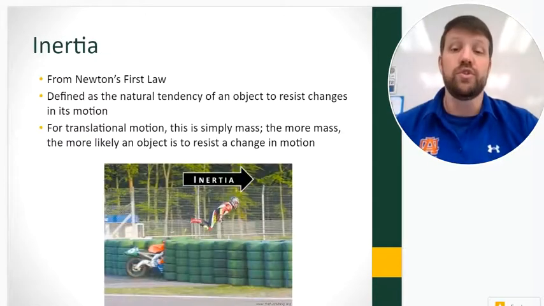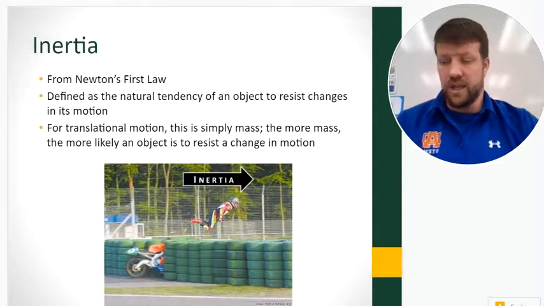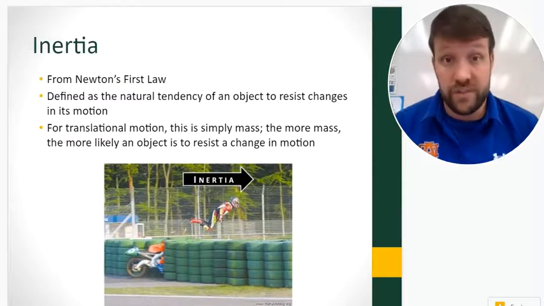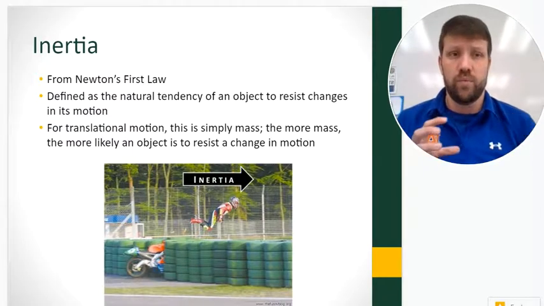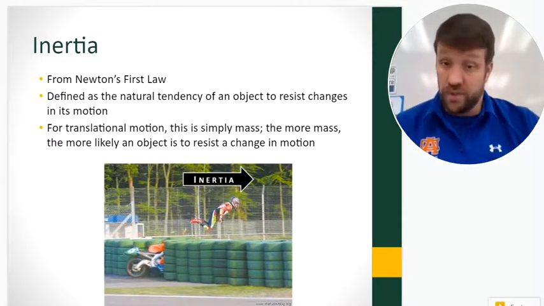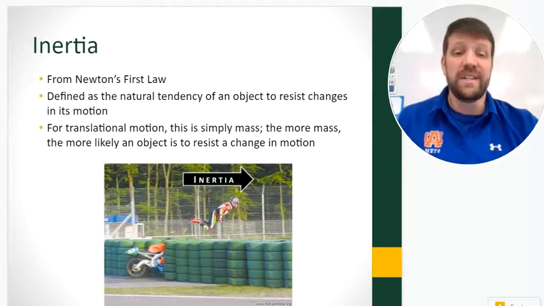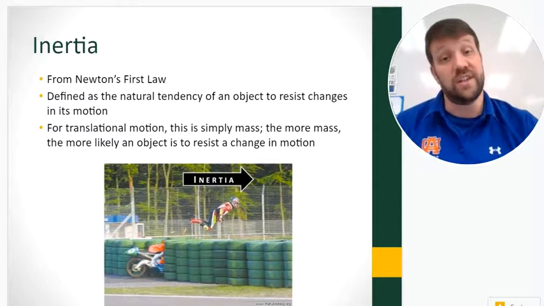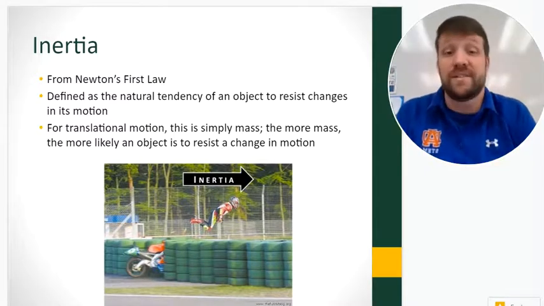The next thing we need to look at is inertia. So far, we've looked at inertia simply as mass, right? The mass of an object is how we are describing the law of inertia as far as Newton's laws. This is from Newton's first law, known as the law of inertia. It's defined as the natural tendency of an object to resist changes in its motion. All right, so a lot of mass, hard to move; small mass, easy to move.